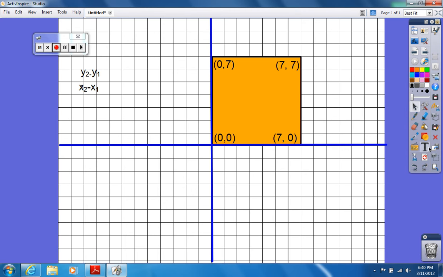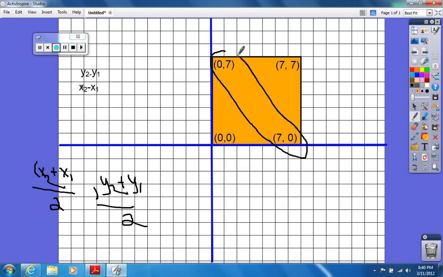Okay, the midpoint formula is, and again I'm going to use the pen because I'm a little bit faster with that than the typing, x2 plus x1 divided by 2, comma, y2 plus y1 divided by 2. Okay, so we're going to do the midpoint of this line here.